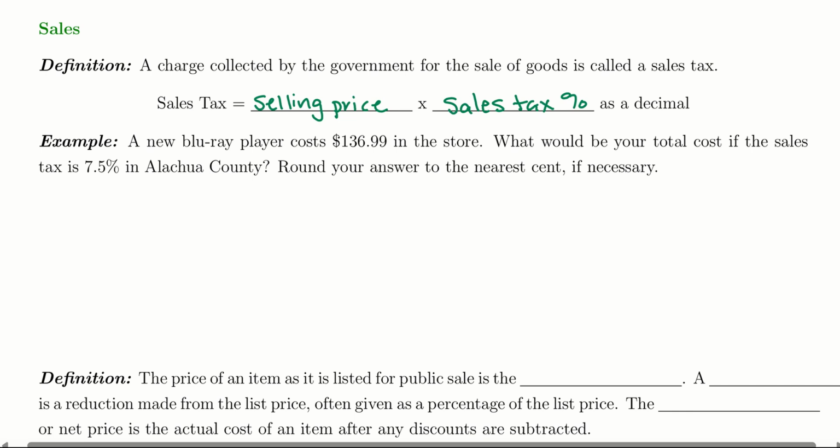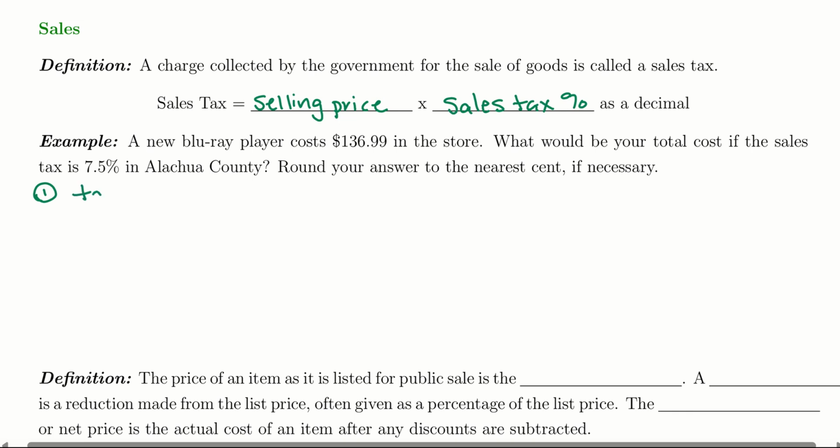A new Blu-ray player costs $136.99 in the store. What would be your total cost if the sales tax is 7.5% in Alachua County? And we'll round to the nearest cent. So there's two methods we're going to work through to solve this. The first method is calculating out the sales tax and then adding that to our selling price.